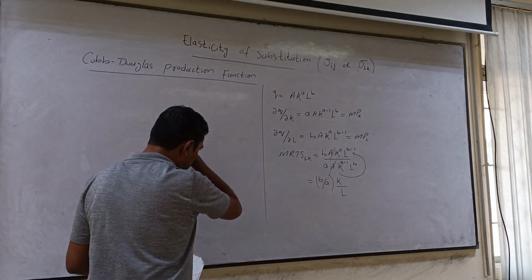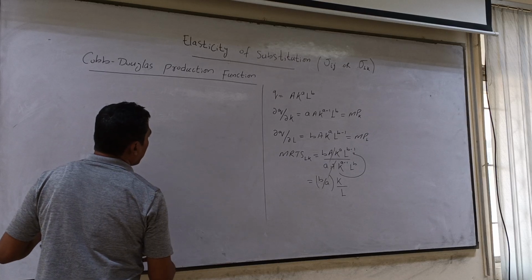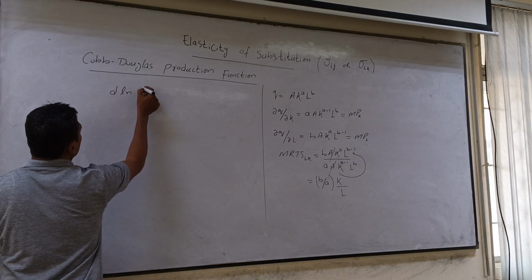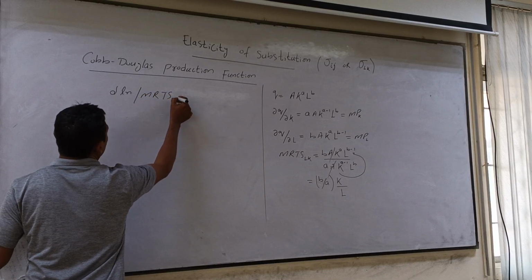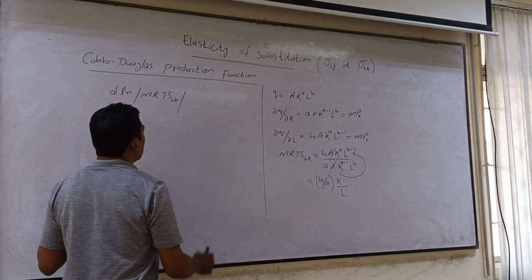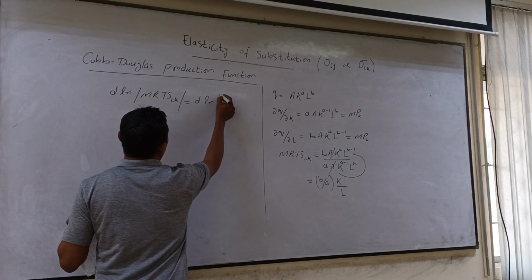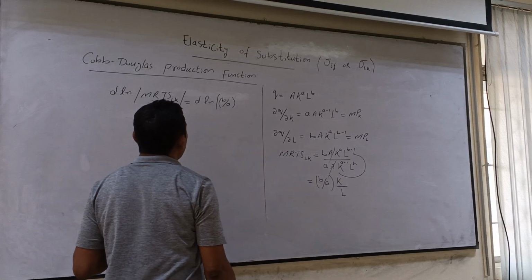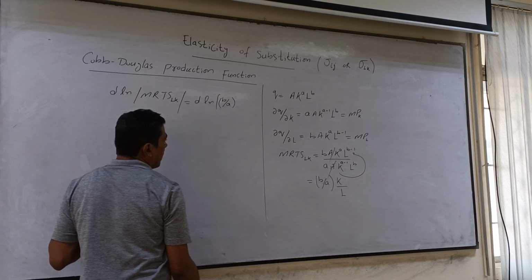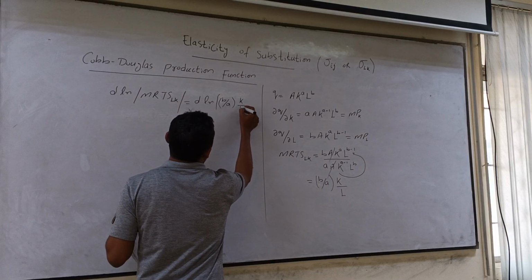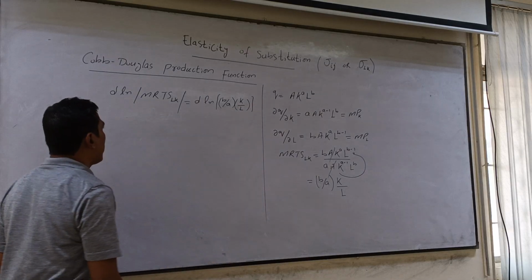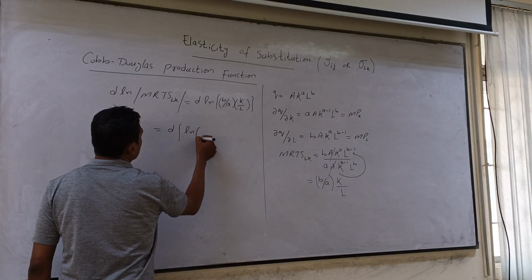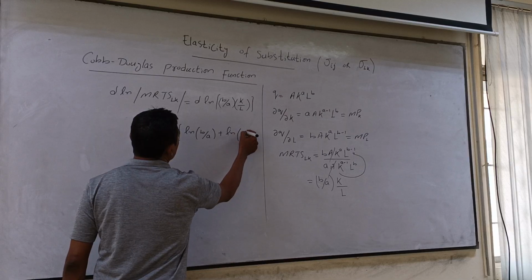Okay, now d ln of MRTS between labor and capital equals d ln of b over a times K over L. Clear? So ln of b over a plus ln of K over L.